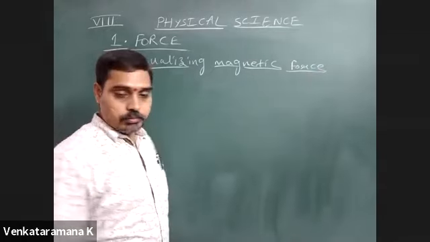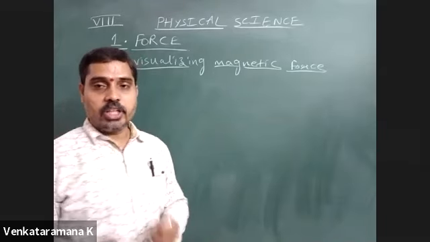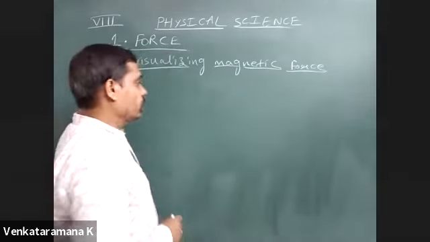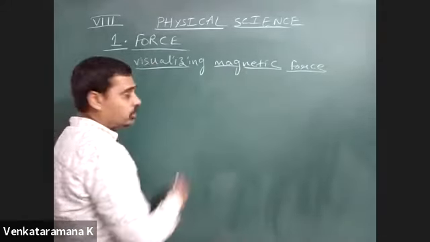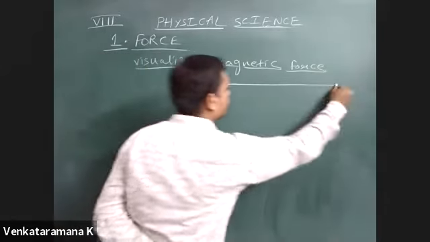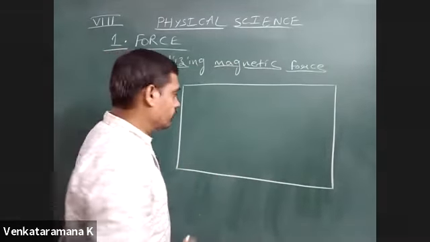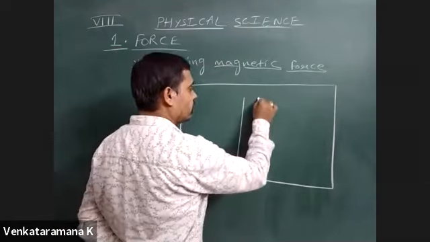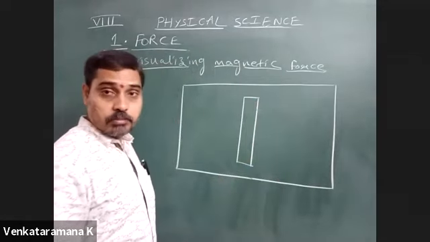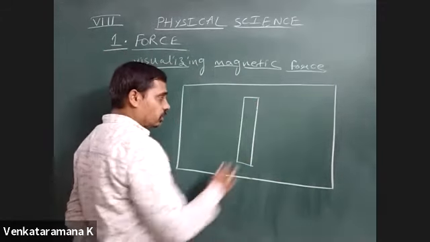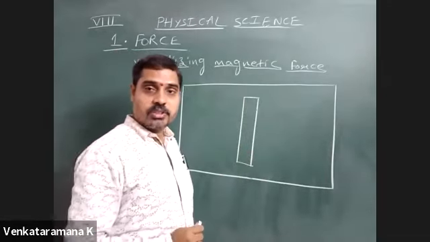Now, take a pad, or a plank, or a table. On that table, you fix white paper. Let us think this is a table or plank. On that plank, we'll paste or pin a white paper. On that white paper, now place one rectangular shaped magnet. Every bar magnet will have two poles, one is north pole and the other is south pole.